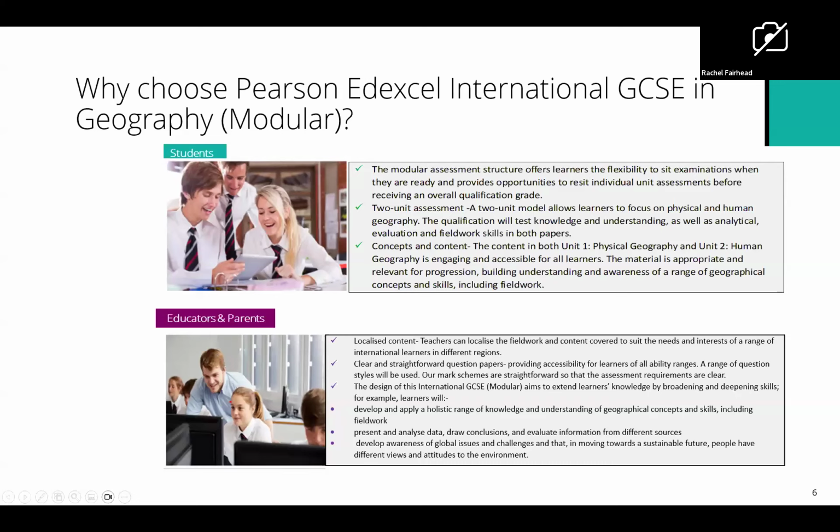We also want it to be very much a holistic range of knowledge and skills. So, understanding of geographical concepts, including fieldwork, presenting data, analysis, drawing conclusions, evaluating information from different sources, but also within a global context, which, particularly as an international IGCSE, is really important. So awareness of global issues and challenges, and things like moving towards a sustainable future, economic growth, the change of economic status, etc. as well. So all of these things are really important in why choose Pearson Edexcel GCSE, because it is something that actually really works for students in the modern world.